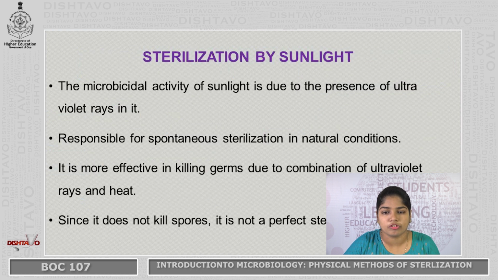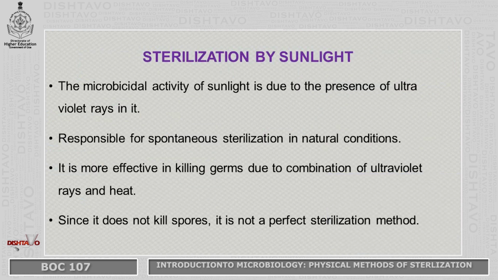Coming to the sterilization by sunlight, the microbicidal activity of sunlight is due to the presence of ultraviolet rays. So it is responsible for spontaneous sterilization in natural conditions. For example, it sterilizes the various water bodies. It is more effective in killing germs due to the combination of ultraviolet rays and the heat which is generated. Since it does not kill the spores which are present, it is not a perfect sterilization method.